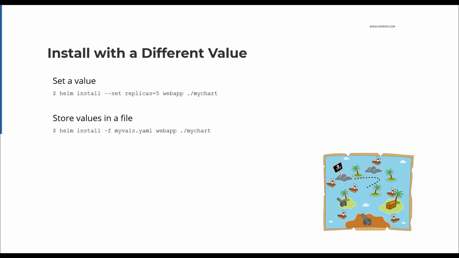Once you begin to find yourself using a lot of these set flags, it's a little easier just to store all of them in a file. You can basically just have a YAML file in the same format as your values.yaml file, but the new file will override those values. And you would just feed that into the Helm install command using the -f flag. So that's just going to say, here's a file that are my overrides. And it makes it a little bit cleaner if you have a lot of values that you want to use.